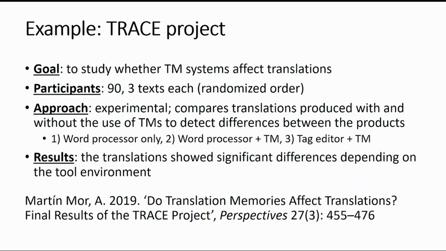So the first one was done with a word processor only, the second one a word processor with a translation memory tool, and then the third one was what's called a tag editor, an internal text processing environment which is integrated with the translation memory. And the results showed that there were differences depending on the tool environment. So their goal was to compare how a product was produced under different technological conditions. So that was a comparative study.